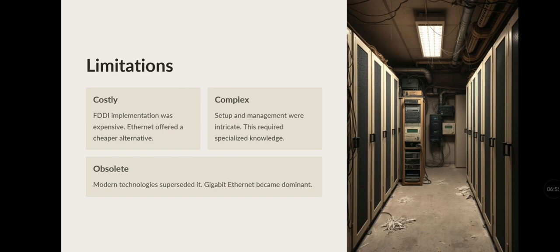The limitations of FDDI. It is costly, as fiber optic and associated hardware were expensive. Ethernet eventually became more cost effective. It has a complex setup which requires specialized knowledge for installation and maintenance. It is obsolete, eventually replaced by faster, cheaper technologies like Gigabit Ethernet.